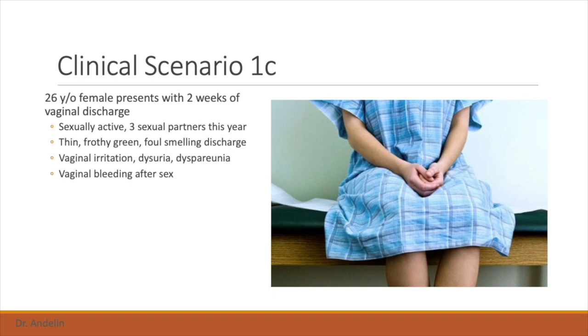For our next variation on this case, we have a 26-year-old female who presents with 2 weeks of vaginal discharge. She is sexually active and reports 3 sexual partners this year. She has a thin, frothy, green, foul-smelling discharge. She has associated vaginal irritation and dysuria with dyspareunia, or pain with sex. Additionally, she describes vaginal bleeding after sex.